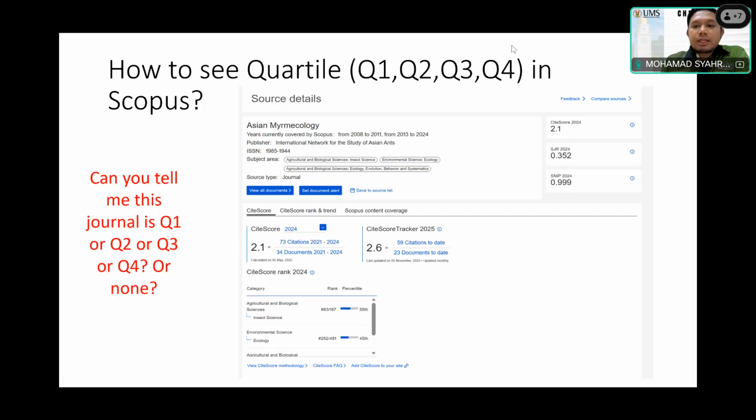So how to see quartile? This is good. I want to share that. This is very relevant to you as UMS students. So the Asian Myrmecology, I mean, yeah, the ITBC journal. So how to see quartile in Scopus? Okay, can you tell me this journal is Q1 or Q2 or Q3 or Q4 or none? Anyone?